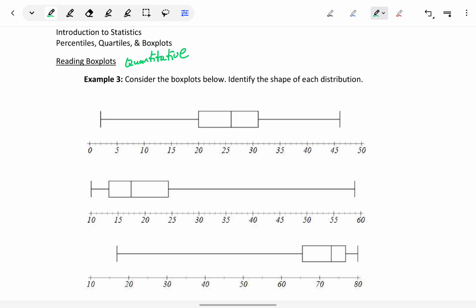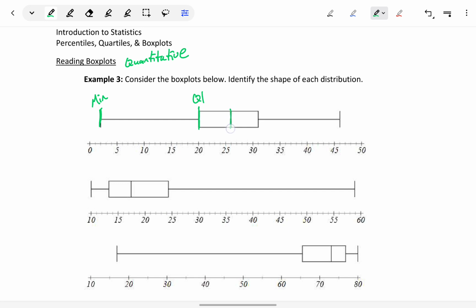But we have those lines. Each of those lines ends in a fence. The fence on the far left end represents the minimum data value in our data set. We have that stretch of line until we hit the left end of that box, that rectangle in the middle. The left end of the box is our visual representation of Q1, the first quartile.